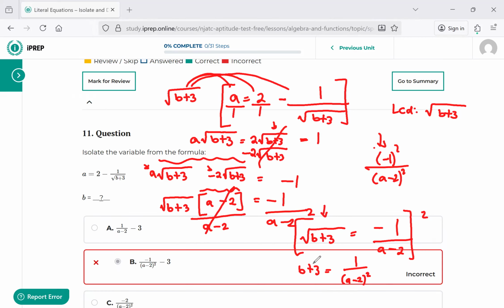Okay. Last step, solve for b. So you're going to subtract 3 from both sides. So this cancels. So you're left with b equals 1 over a minus 2 squared minus 3. So that's why it is letter D, not B. Okay, so my mistake was I should have just got rid of the denominator by multiplying all sides by the LCD. Okay.